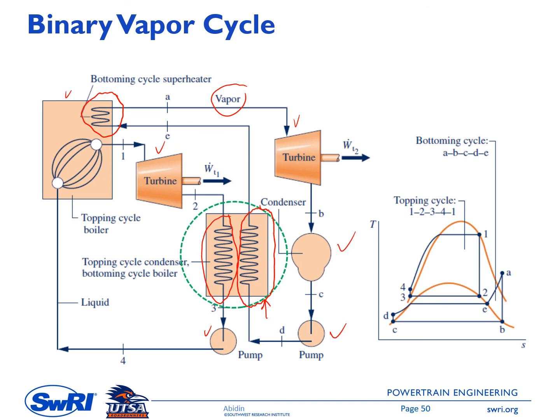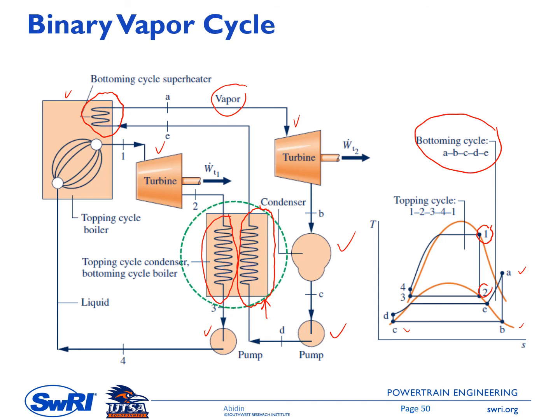So we have two completely different cycles here. The first cycle is called the topping cycle. This is the high temperature cycle. We have the process from state number 1, at the entrance of the turbine, and then going to 2, 3, 4, going back again to number 1. And then the low temperature cycle, which is also called the bottoming cycle, has state A, and then B, C, D, E, and back again to A.